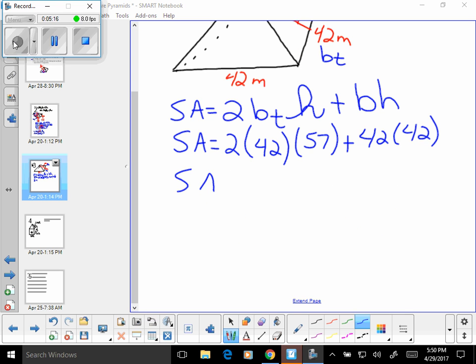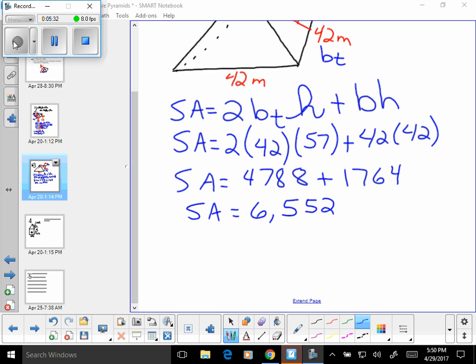Our surface area is going to be 4,788 plus 42 squared, which is 1,764. So our surface area, when we add those two together, is 6,552 meters squared. And I'm really not going to go through lateral area. If you did, that's great. You should have had lateral area equals 2 b sub t times slanted h, and then lateral area equals 4,788 meters squared.